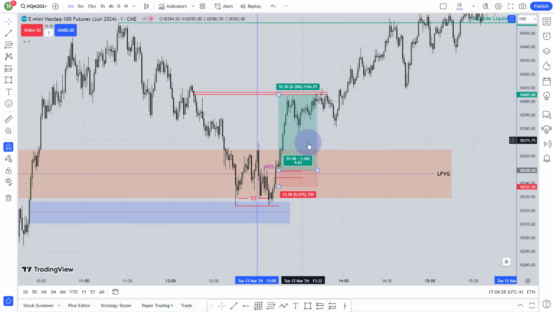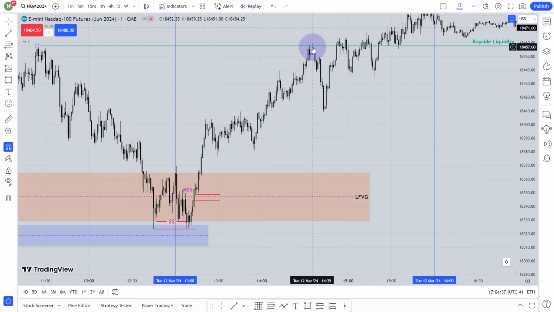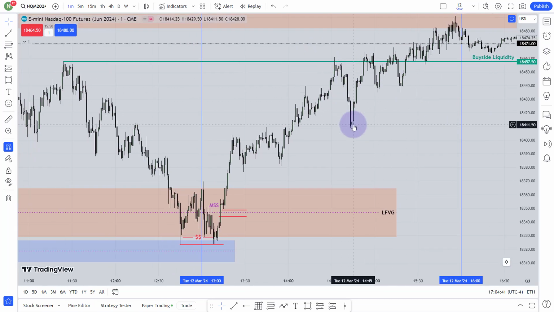Now this can be your first trade from the PM session. I will show you another level, okay? Another way to trade, another opportunity. So after that, market has taken that buy side liquidity, then it fell here.